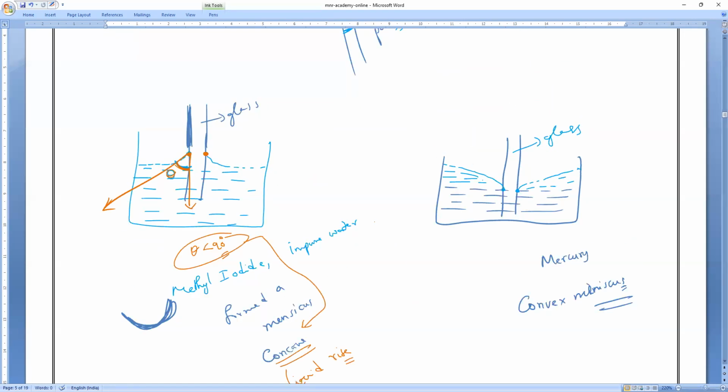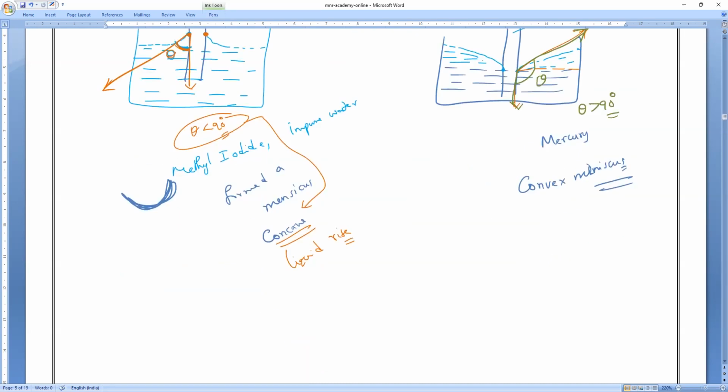Next, here it is a convex meniscus. Again we draw the tangent away from the liquid and the tangent towards the solid surface. What is the angle between them, less than 90 or more than 90? Theta is greater than 90, so the meniscus that forms is convex.